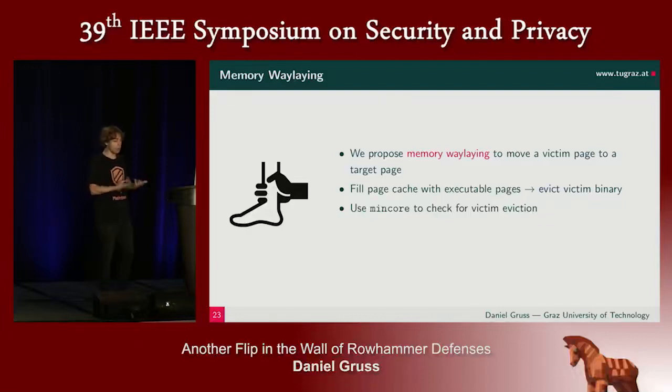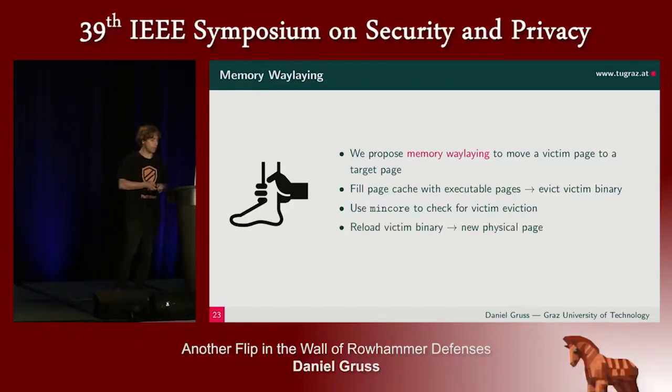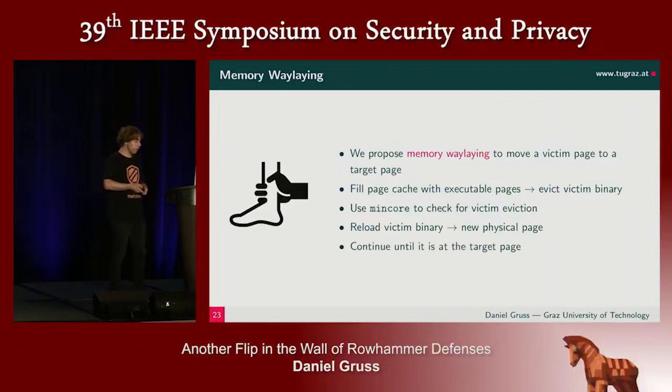And we can use mincore, that's a quite convenient system call for that, to check whether the victim page was evicted. So we just load more binary pages into the system, into the DRAM, until our victim page was evicted, and then we reload the victim and see that it has a new physical page. We continue with this until it's on the target page, and then we can induce our bit flip there.